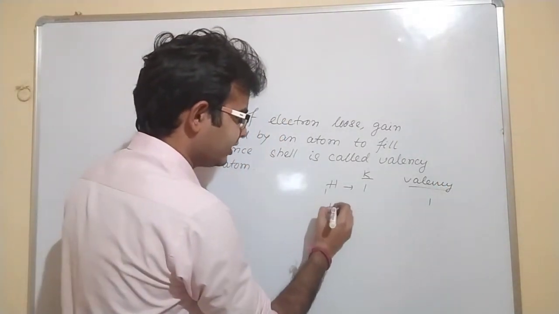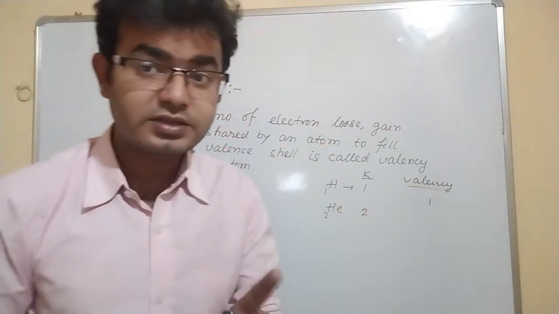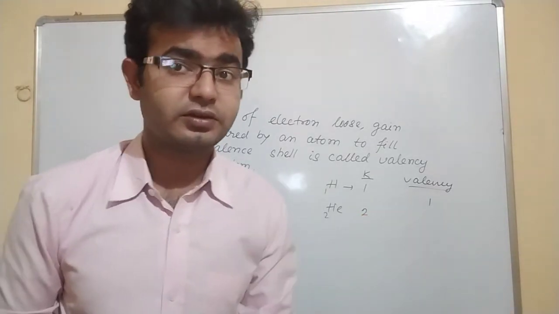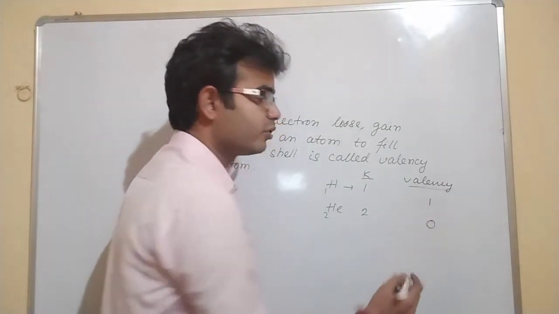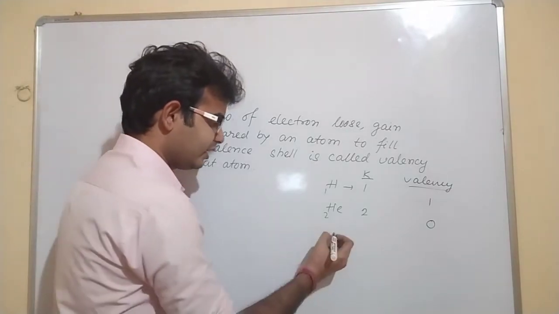Now let me discuss helium. Atomic number 2, the electronic configuration is 2. Its valence shell is filled, meaning the first shell, the K shell, contains a maximum of 2 electrons. That's why its valency will be 0. It will not lose electrons, gain electrons, or share electrons.